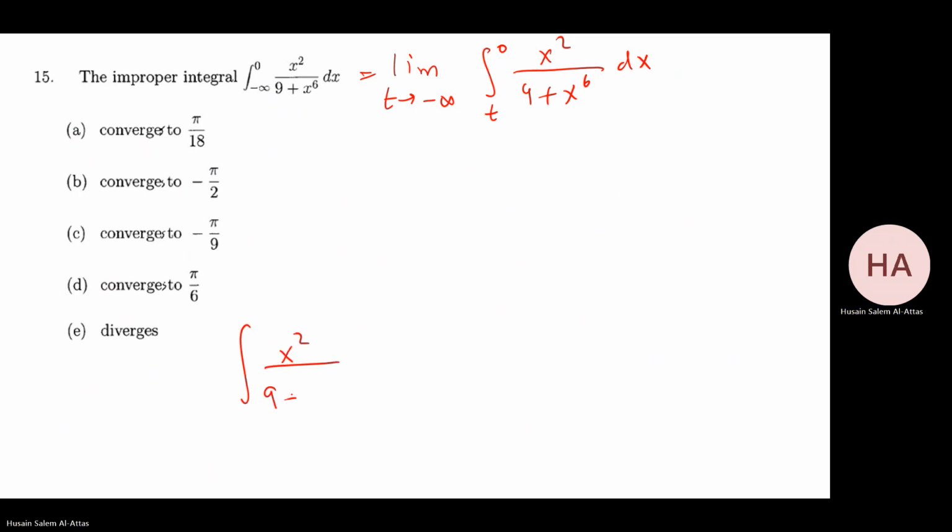This improper integral, I need to solve it. I have limit as t goes to minus infinity of the integral from t to 0 of x squared over 9 plus x to the power 6 dx. I need to do this integral. Now it's a question of integration. How to do this?